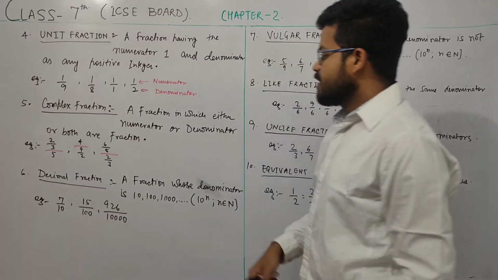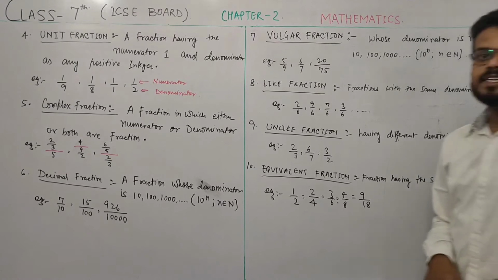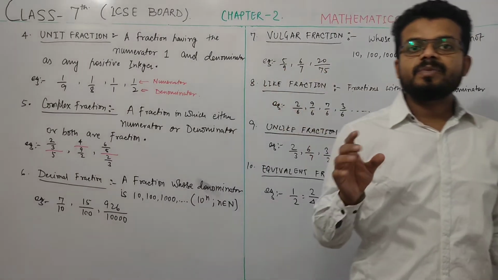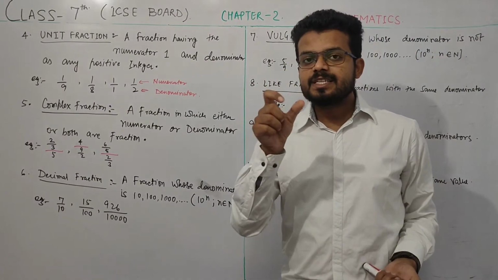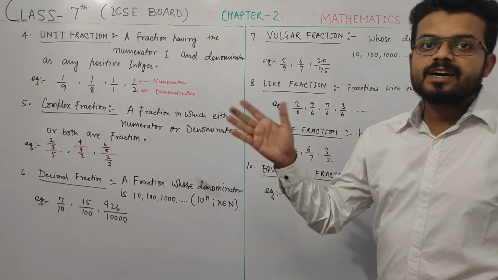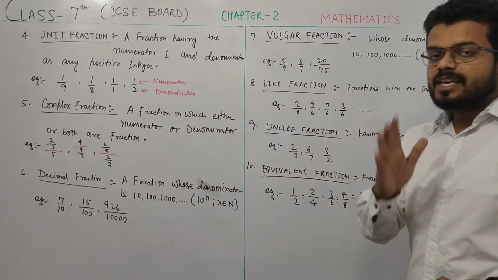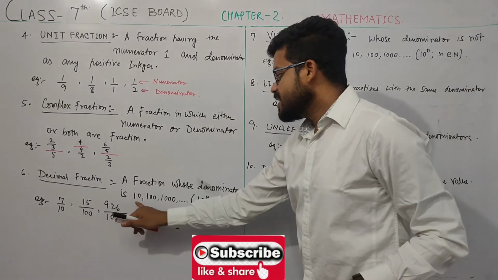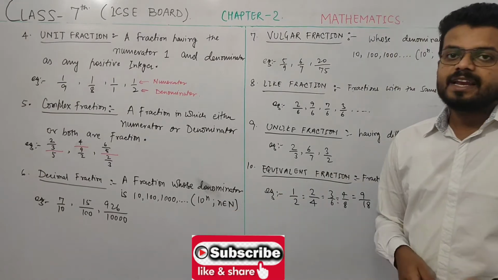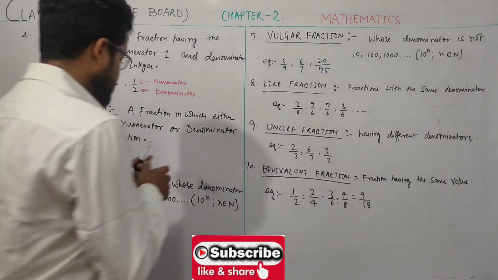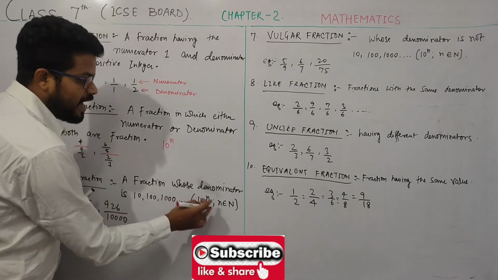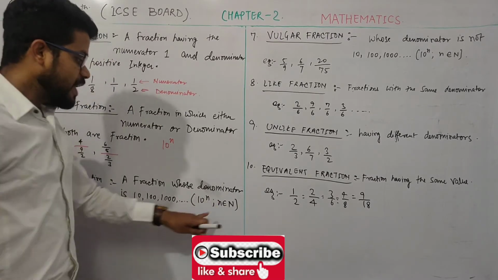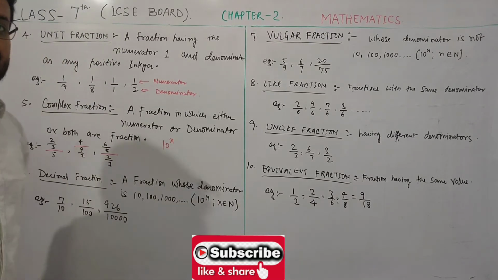Now, a decimal fraction is a fraction whose denominator is like 10, 100, 1000, which means in the denominator there is a number of zeros, like 10, 100, 1000, 10,000, 1 lakh, 10 lakh. So it is a fraction whose denominator is 10 to the power n. Here I write 10 to the power n, and n denotes a natural number. Capital N means natural number.